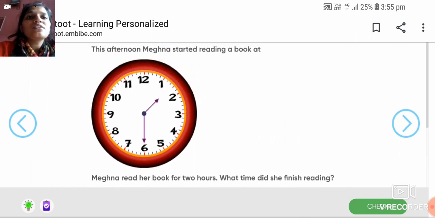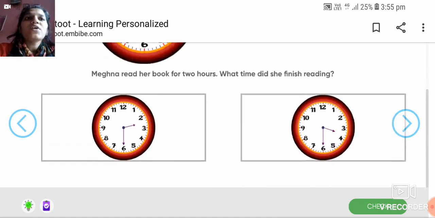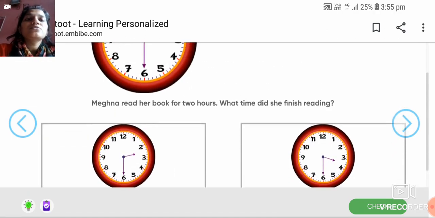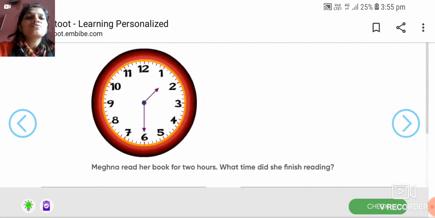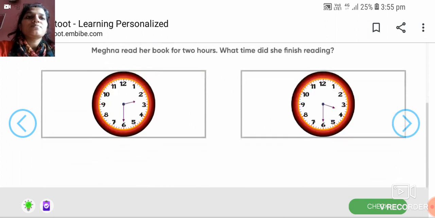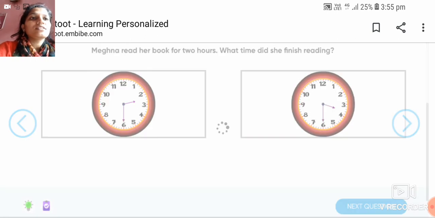So students, now here we can see that she started reading a book at 1:30, and after 2 hours, that means here we have two options, 2:30 and 3:30. So students, 1:30 plus 2 hours. So our correct answer is 3:30. So we are going to select this box and we are going to check the answer.